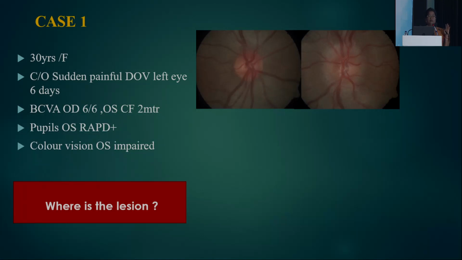Cortex? It's in the optic nerve. So what is the next investigation you're going to plan? We know what type of optic nerve functions we are going to do. So what is the next investigation? Color is dropped, I have told. So what is the next?